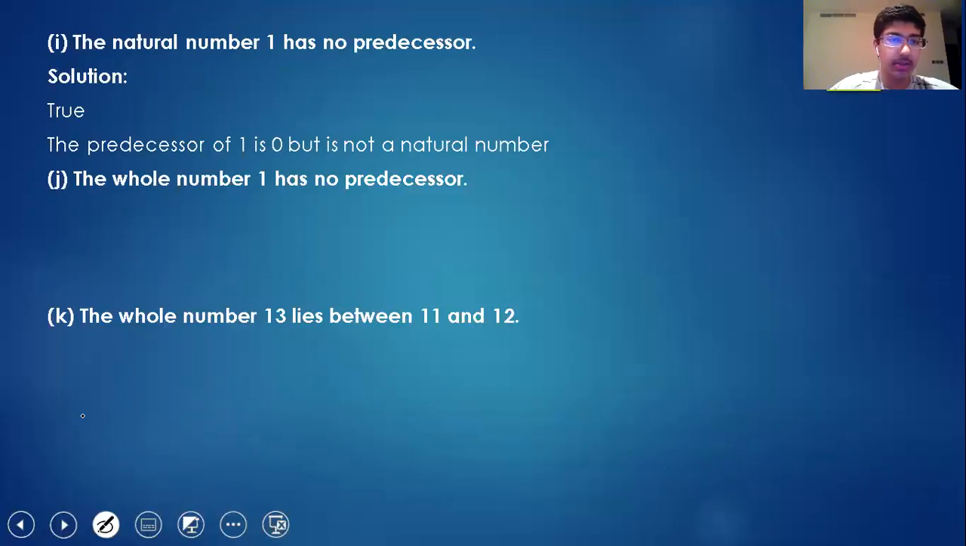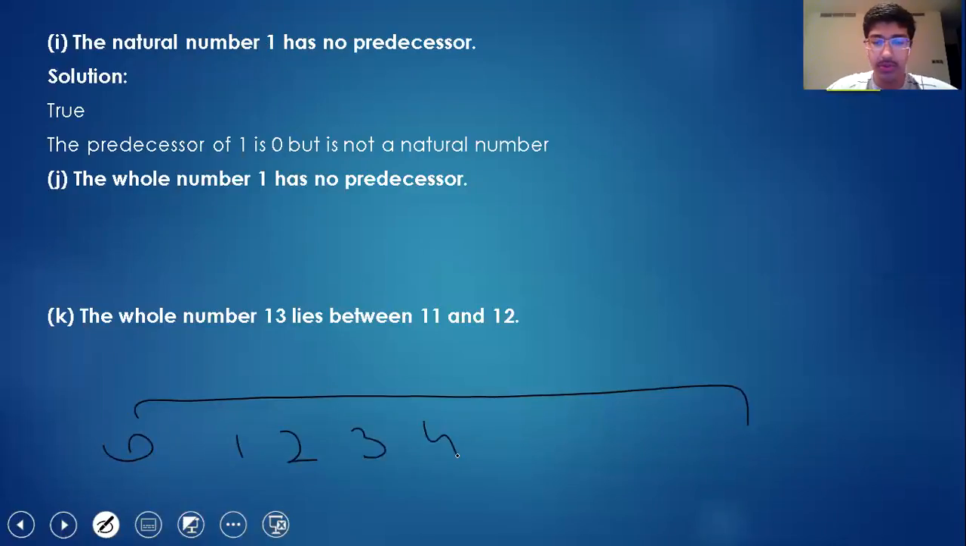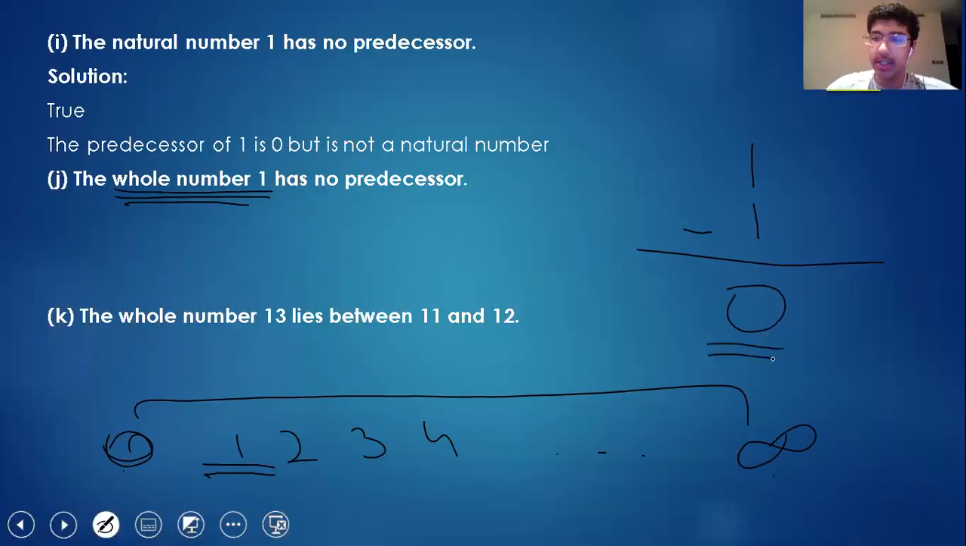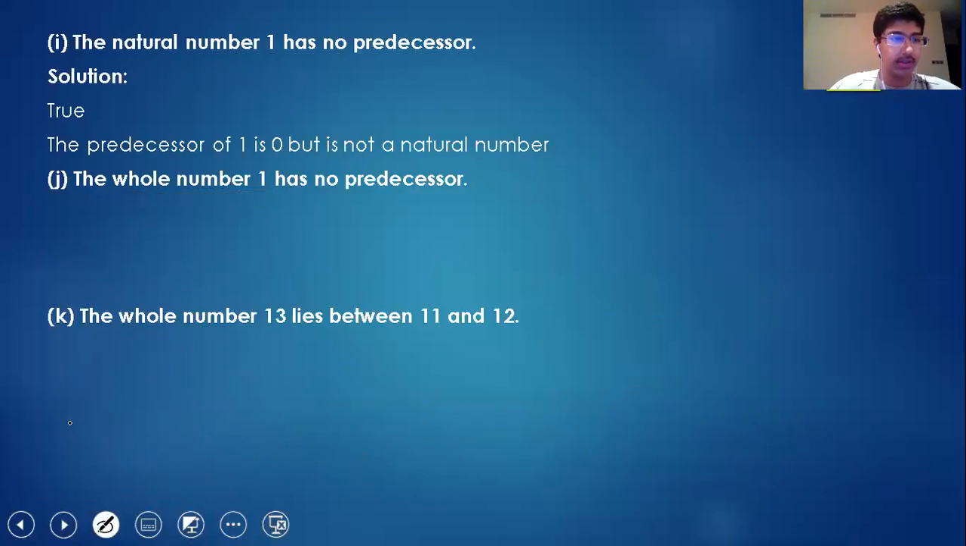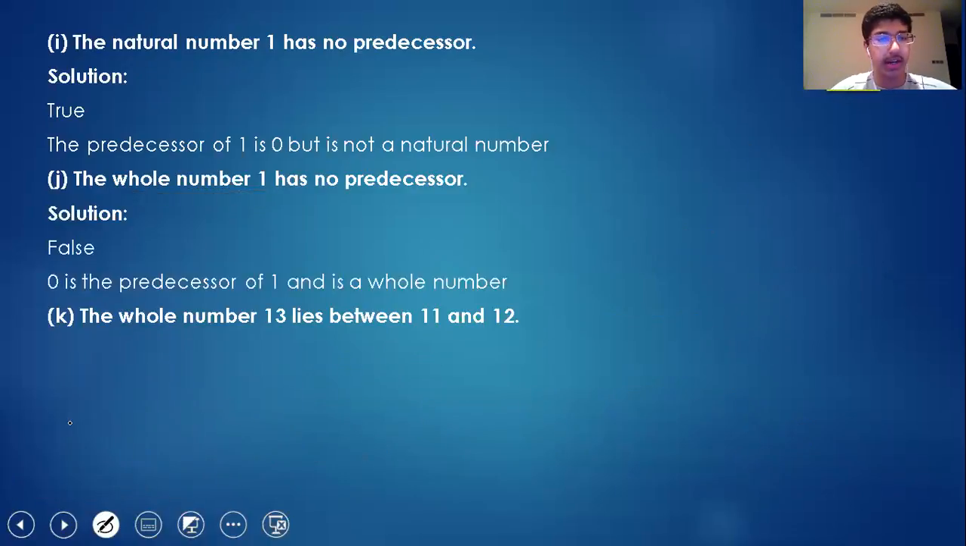The whole number 1 has no predecessor. Let's take the number line again. 0, 1, 2, 3, 4, and so on to infinity. This is 0. It says the whole number 1. Again, more importance to the question. It says whole number, underline this. Whole number starts from 0 to infinity. It says 1 has no predecessor. This is 1. So let's take the predecessor of 1. 1 minus 1, correct? This is the predecessor. So 1 minus 1 is 0. So is 0 a whole number? Yes, obviously. So this statement is false, because 0 is the predecessor of 1 and it is a whole number.